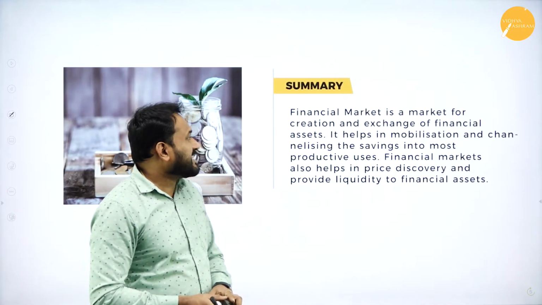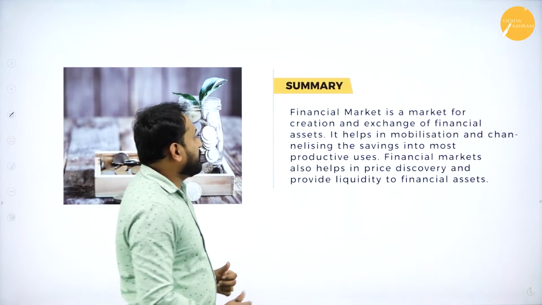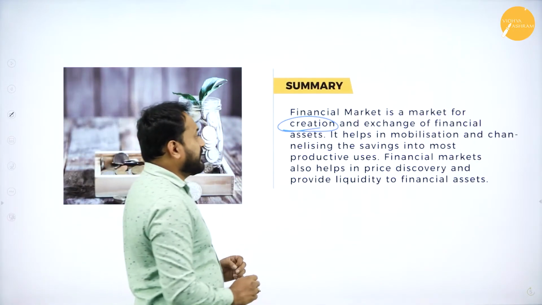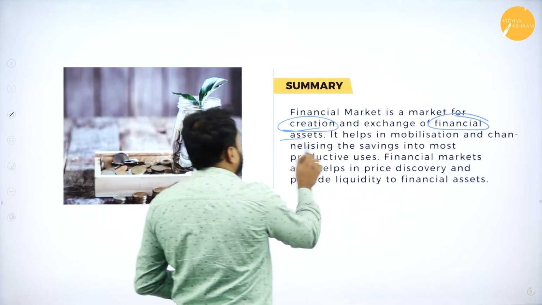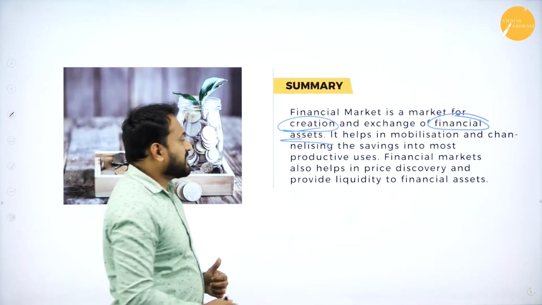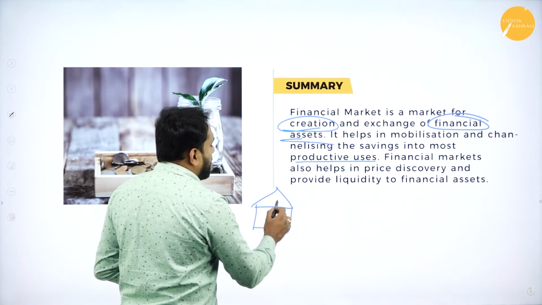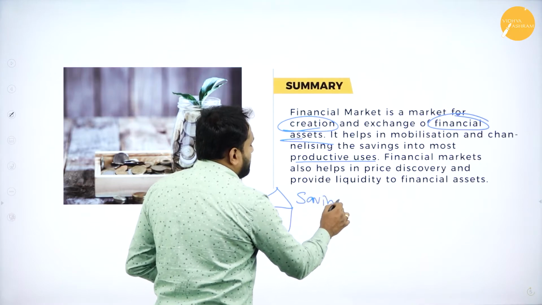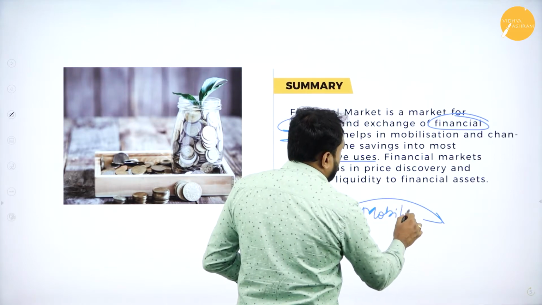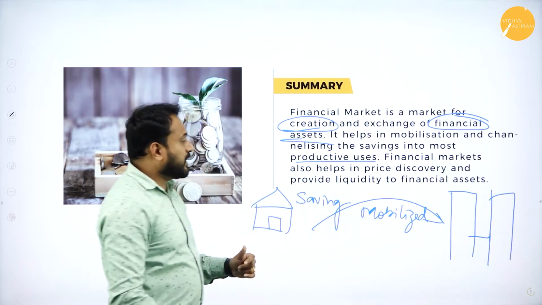So here we have the summary of the entire chapter. Financial market is a market for creation and exchange of financial assets. When I say financial assets, it's like fixed assets as well as current assets. It helps in mobilization and channelizing the savings into most productive use. So what usually happens is, we actually go with savings, but the savings should be mobilized. Only then you can actually have so many buildings and so on. So here, this is what it is.